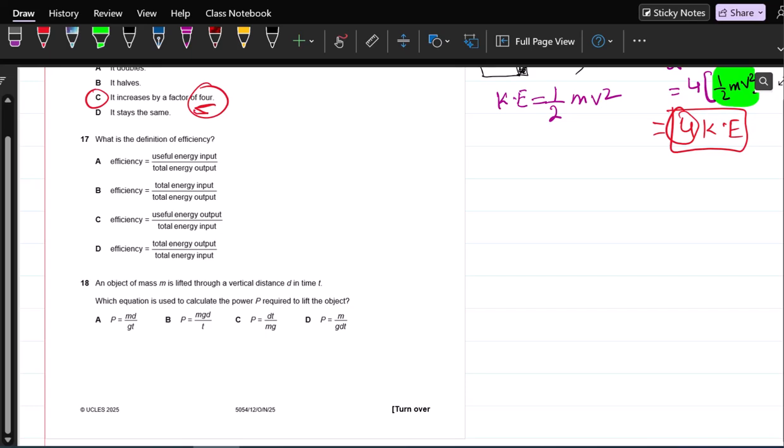Moving to question number 17. What is the definition of efficiency? Efficiency formula you have to tell. It is the ratio of useful energy output divided by total input energy. So C is right here.